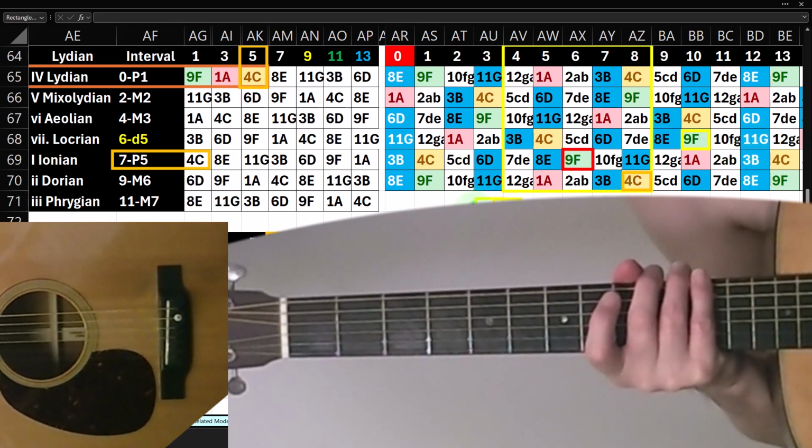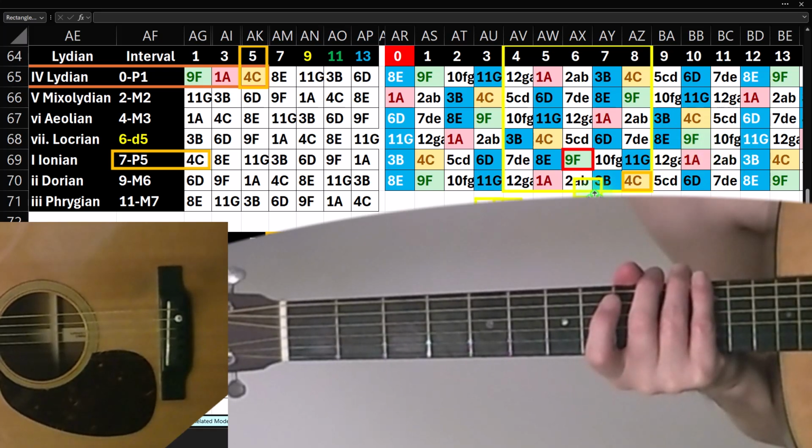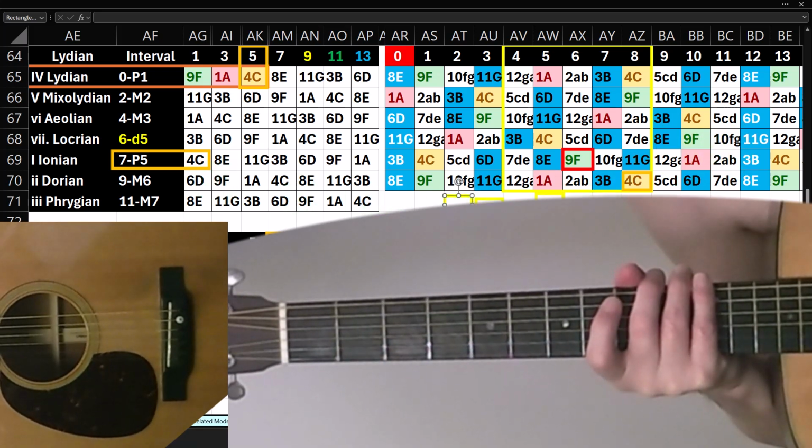All right, so now we're going to go to the next one. We'll try to crank these out because I'm going to try to get to the last two here.